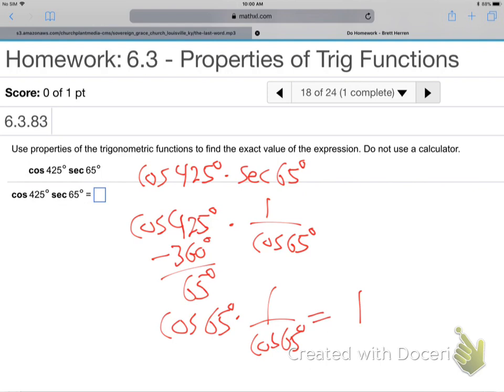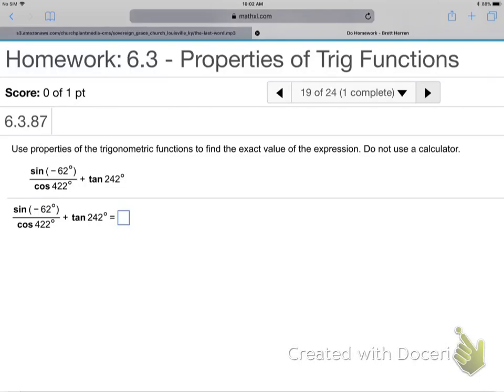Good? So they're just being a little more tricky there. They're going to get even a little more tricky. Well, a fair bit more tricky. All right, sine of minus 62 over cos 422 plus tangent 242. How can you do all that without a calculator? Well, properties. Any ideas what the answer is?